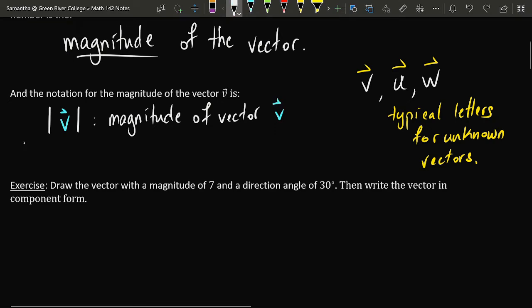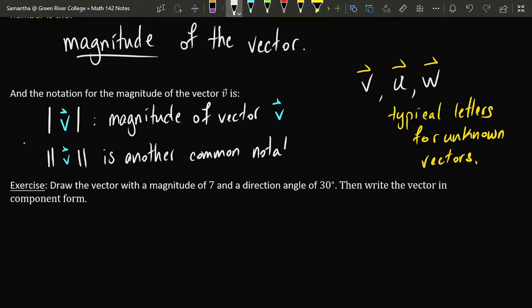Another way to represent this same quantity that I think is more common in mathematics sometimes is to have two vertical bars around the vector just so that it doesn't look like you're trying to take the absolute value. These vertical bars surrounding a vector quantity are asking for the length of the vector.